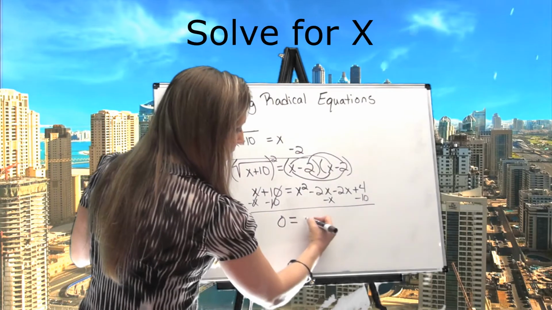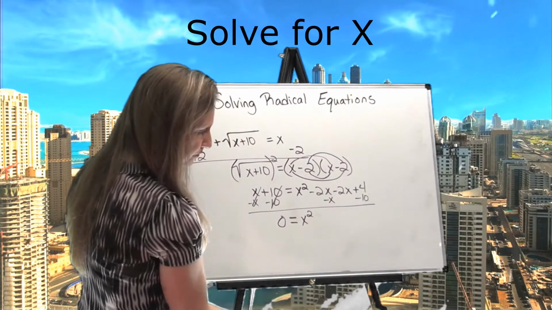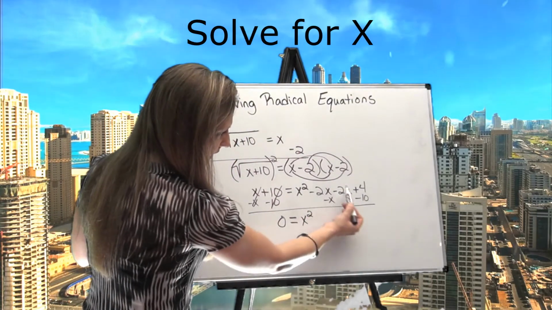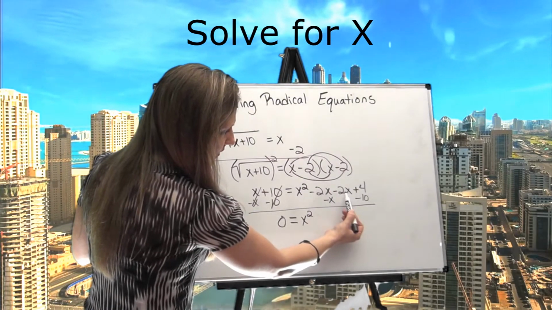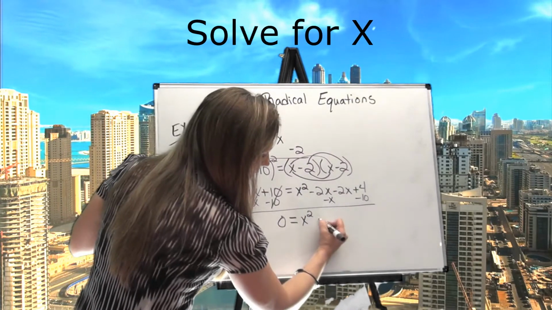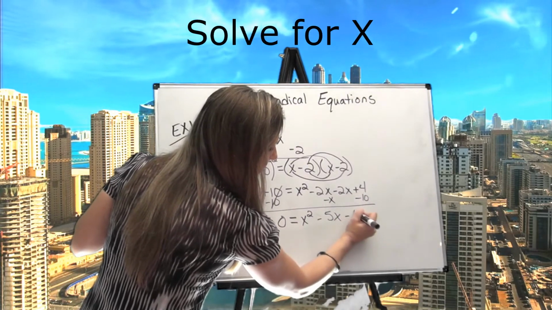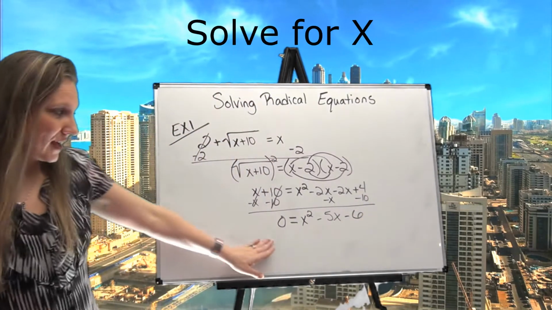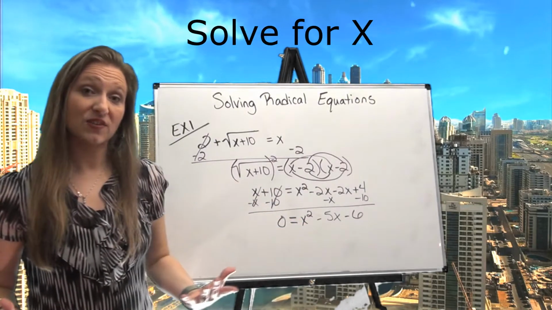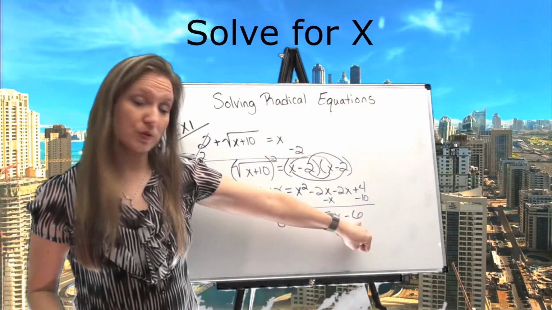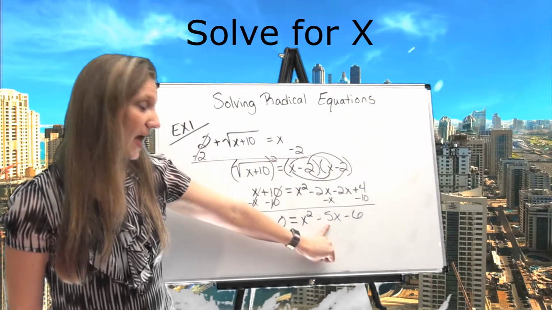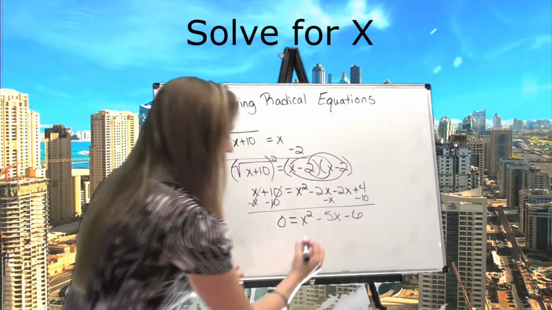X squared has nothing to combine with, so I'm going to bring it down. I got a lot of x's here to combine. Negative 2x and negative x combine to be a negative 5x. And 4 minus 10 is negative 6. Now this looks like something that I can factor. I'm looking for 2 numbers to multiply to negative 6 and add to negative 5.